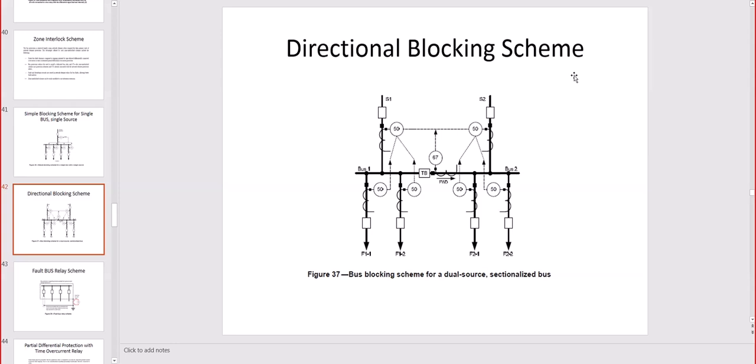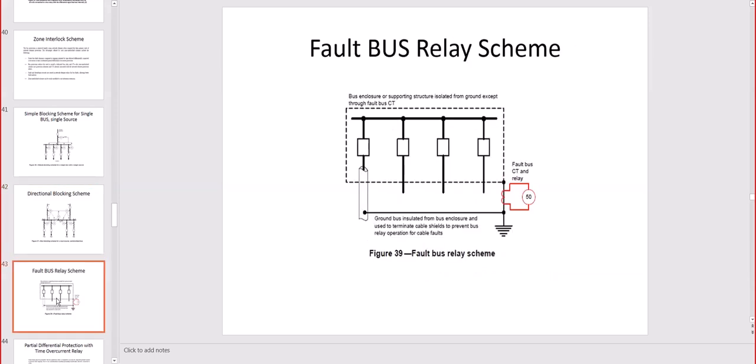Directional blocking scheme. Now the 67 is present and is only going to trip for a certain direction of the fault, as we explained already. Then you have the tie breaker, the TB, and the forward current that should go in one direction. In case of a fault, the bus blocking scheme, dual source sectionalized bus, will only trip for a certain direction of the short circuit current.